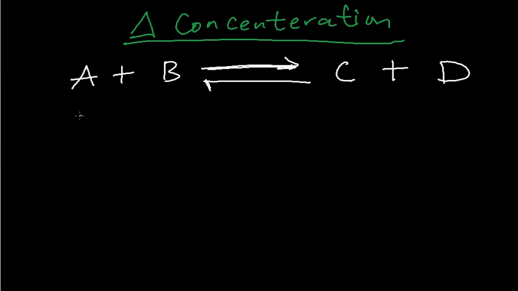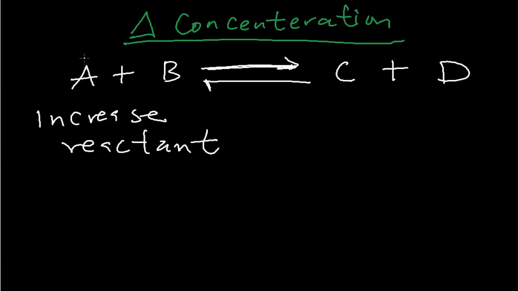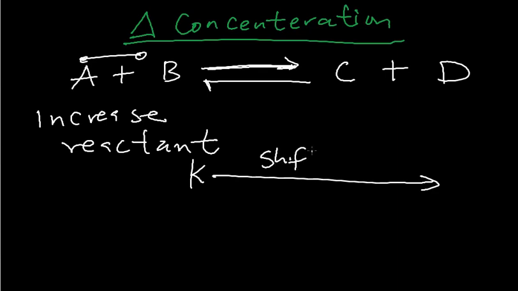So when you increase the concentration of the reactant, then in order to neutralize the amount of reactant that is being increased, the equilibrium will shift to the right to form more products. So if you add more reactant, if you increase the concentration of the reactant, more product will be formed.